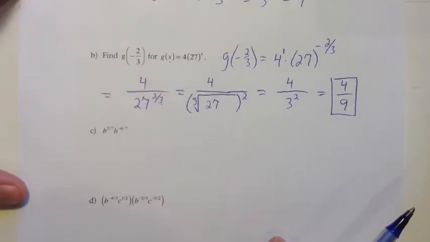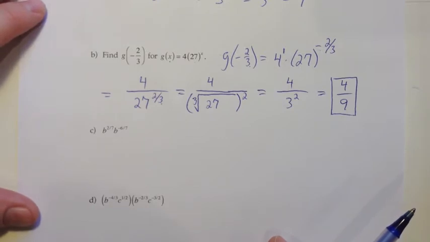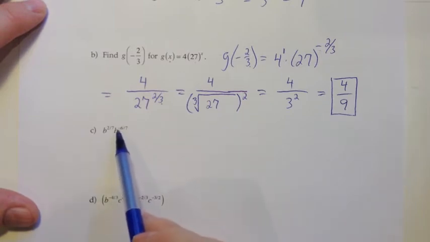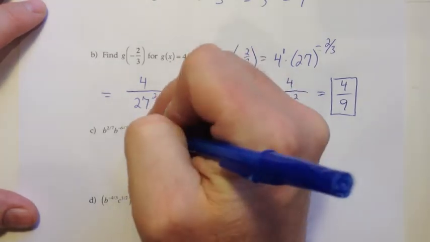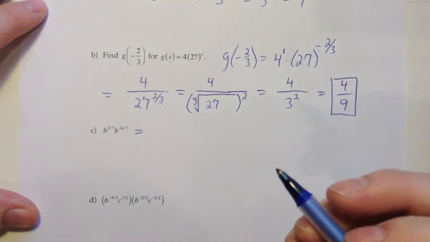So b to the 2/7 times b to the negative 6/7. There's a couple different ways to approach this. I could try and get rid of the negative exponent first, or because these have the same base, I could combine exponents through addition. I think I'll start with that second option.